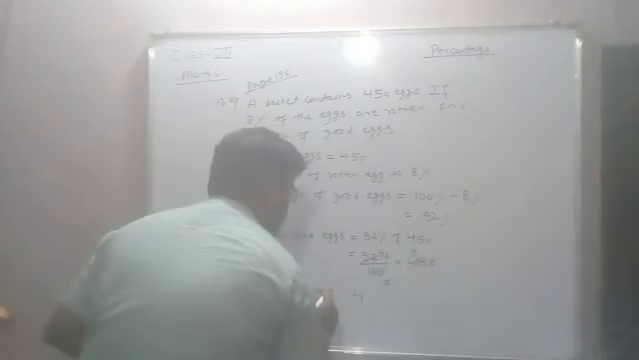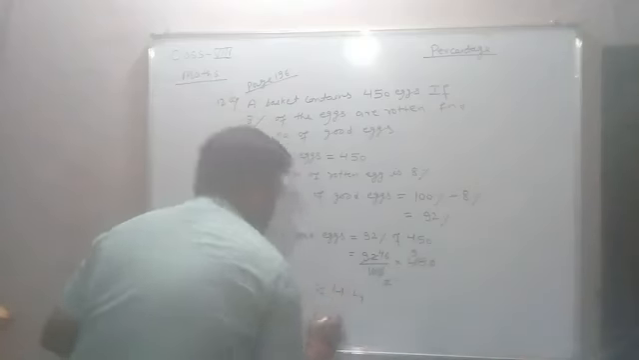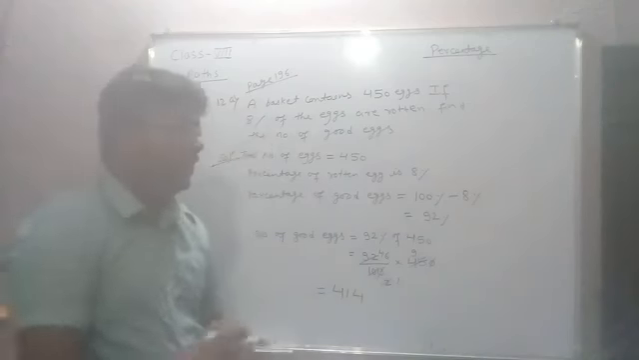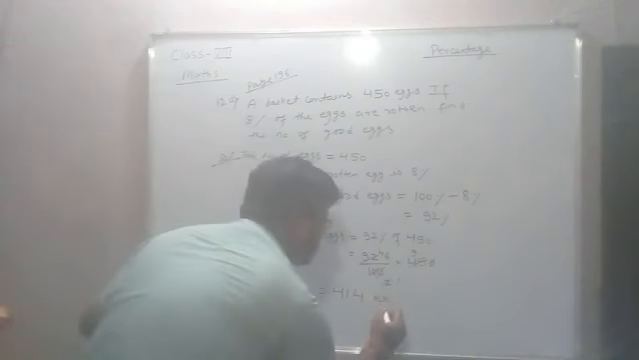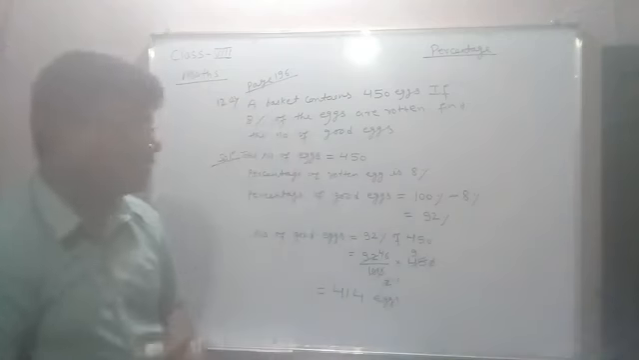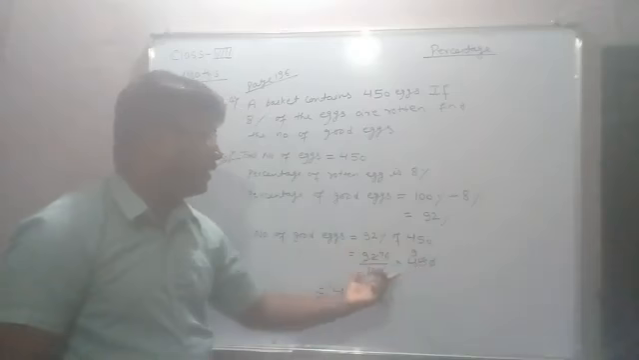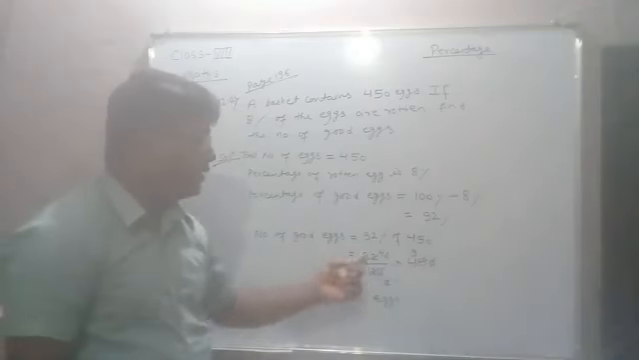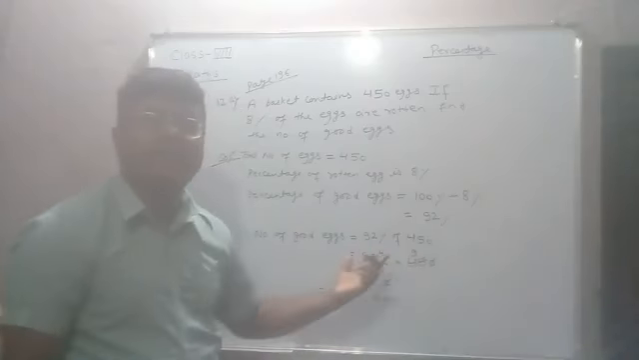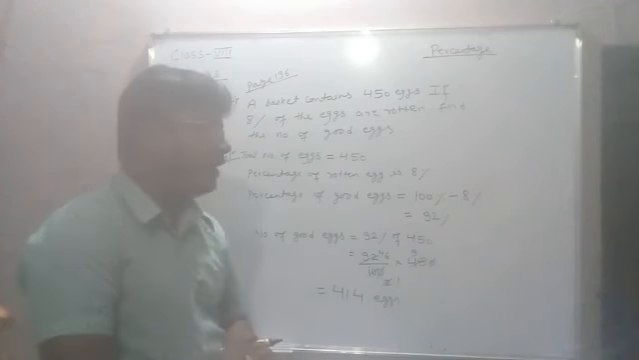How much will we get? 54, 414 eggs. So we got the number of good eggs as 414 eggs. Just solve it and you will get your answer. Multiply or divide, or you can do cancellation, and you can find your answer.